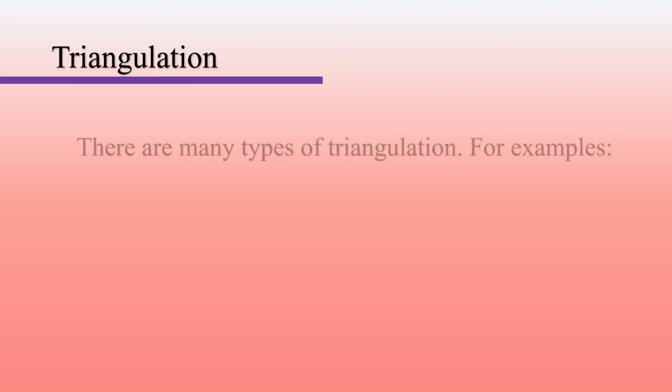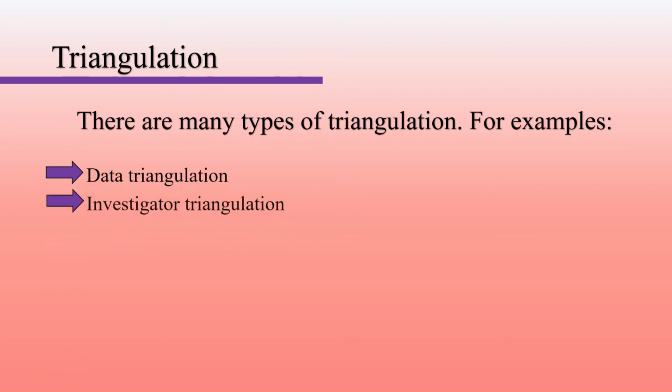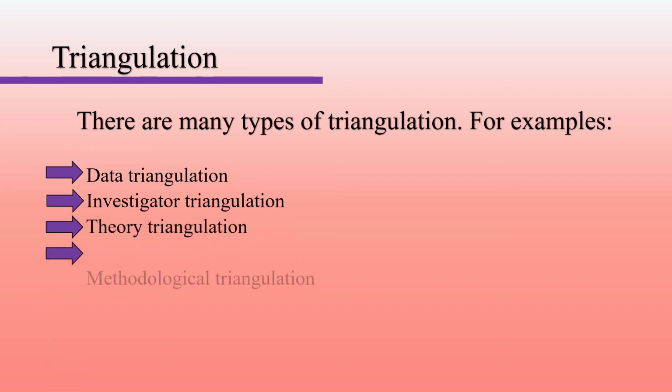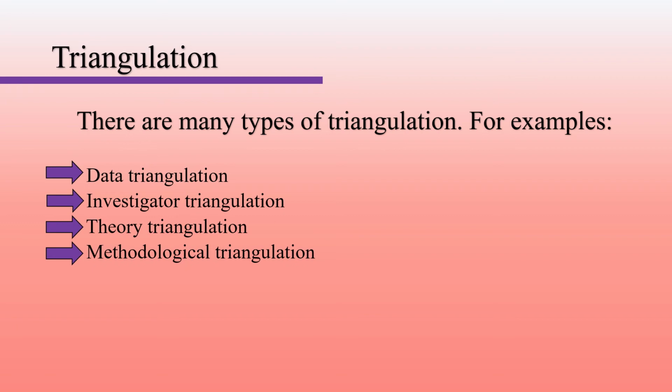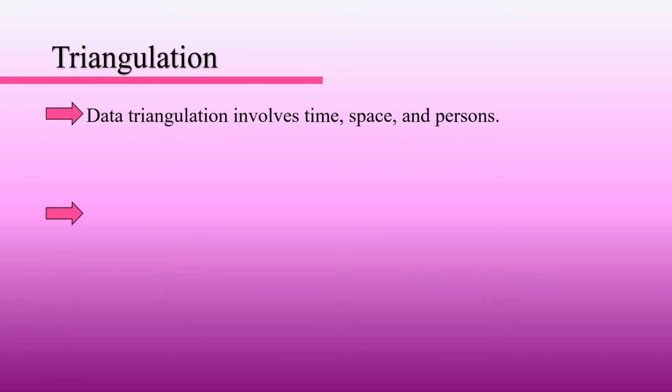Researchers can use triangulation in qualitative research, which means using multiple data and sources in research to develop an understanding of phenomena. It can test the validity of the information from different sources. There are many types of triangulation, for example, data triangulation, investigator triangulation, theory triangulation, methodology triangulation, and others. Data triangulation involves time, space, and person.